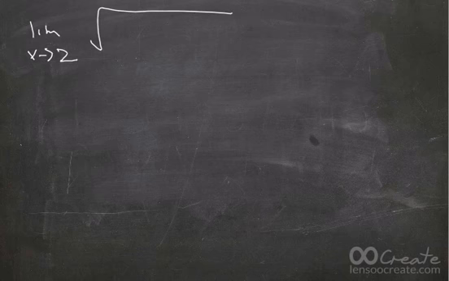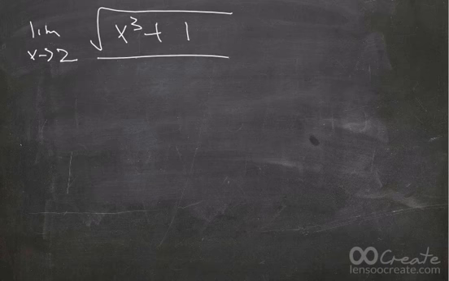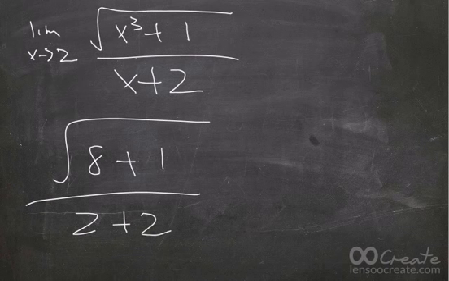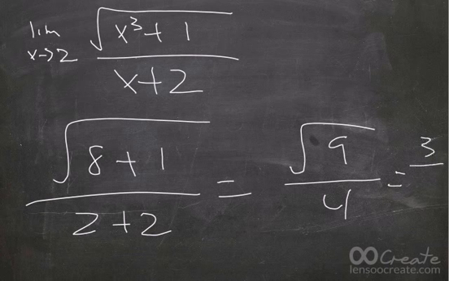So we have the limit as x goes to 2 of the square root of x cubed plus 1, all over x plus 2. So we can just plug in 2 and get the square root of 8 plus 1, all over 2 plus 2. And that's equal to root 9 over 4, which is equal to 3/4.